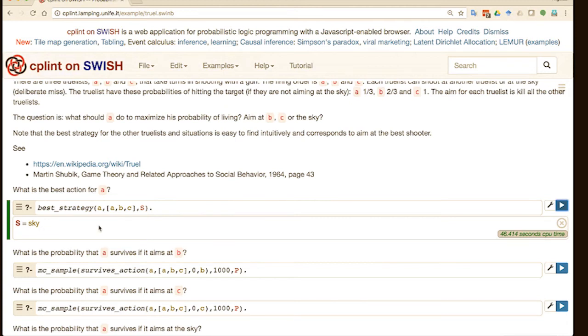Why? Because by aiming at the sky, when it is B's turn, B will not aim at A. He will aim at C, because C is a better shooter than A. So by aiming at C, if B manages to kill C, then it's going to be A's turn, which will shoot at B. And he has probability 1/3 of killing B and surviving. Otherwise, if B misses C, then C in the next turn will not shoot at A. It will shoot at B and kill B surely, because B is a better shooter than A. So when it's A's turn, A has probability 1/3 of killing C and remaining alive.